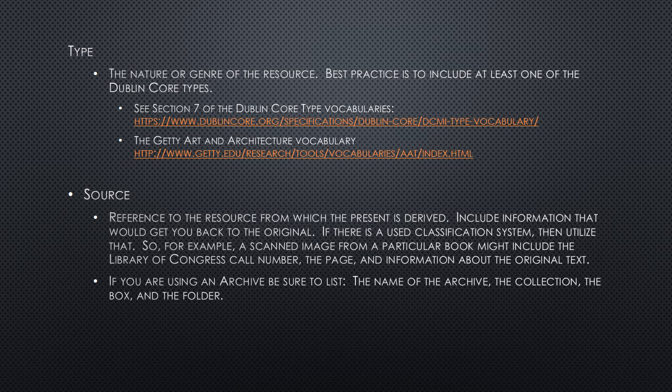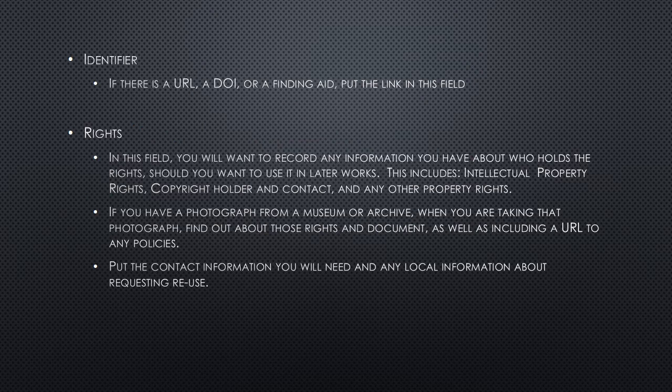Now, the source is a reference to the resource from which the present image is derived. And this includes information that would get you back to the original. So for example, if there is a classification system that was used, then utilize it. So if you have a scanned image that is from a particular book that is cataloged by the Library of Congress, then you can include the Library of Congress call number, and that way you can get back to that specific book. If you are using an archive, then you want to be sure to include the name of the archive, the collection, the box, and the folder. All of the information that is going to get you back to that original. This is where you put it.